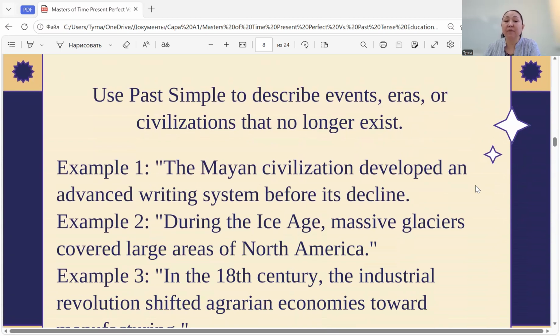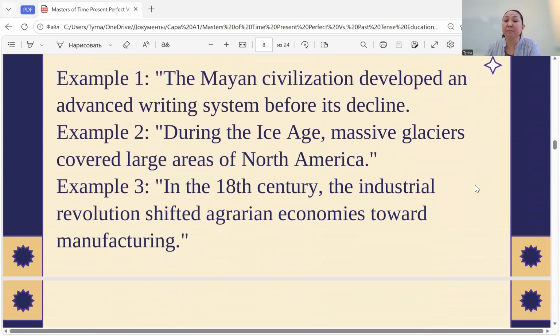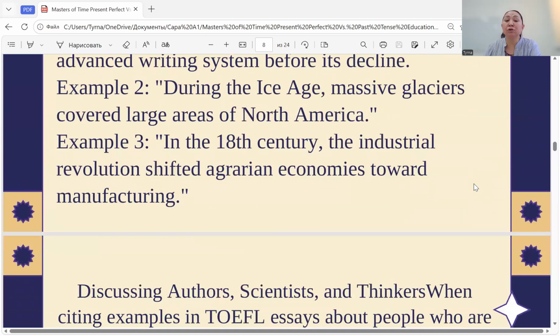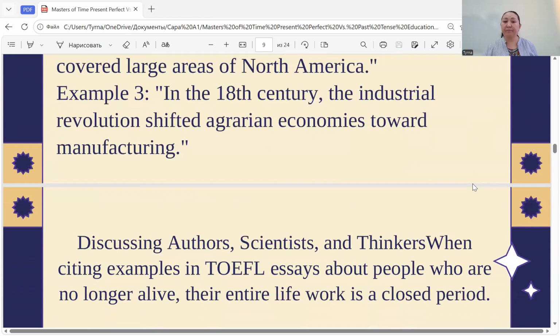Example 1. The Mayan civilization developed an advanced writing system before its decline. Example 2. During the Ice Age, massive glaciers covered large areas of North America. Example 3. In the 18th century, the Industrial Revolution shifted agrarian economies toward manufacturing.